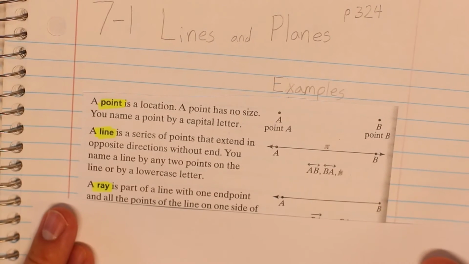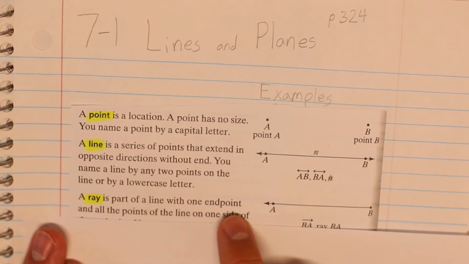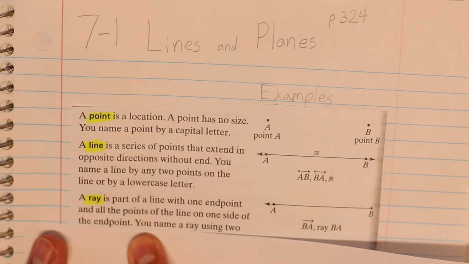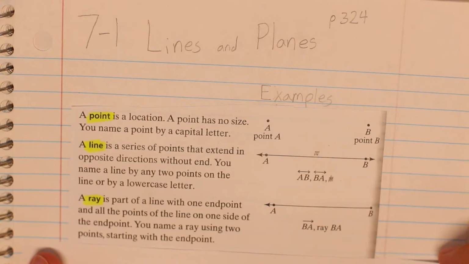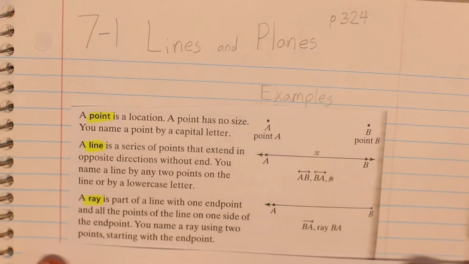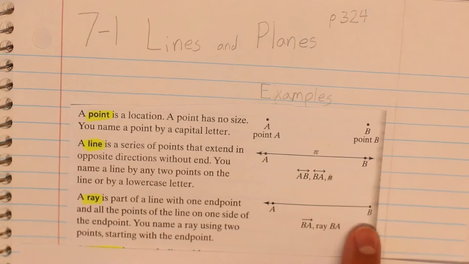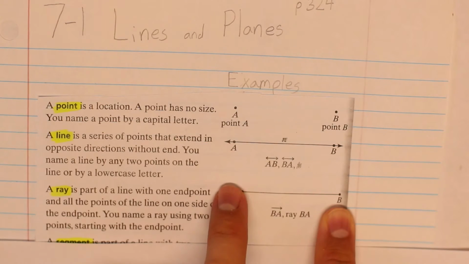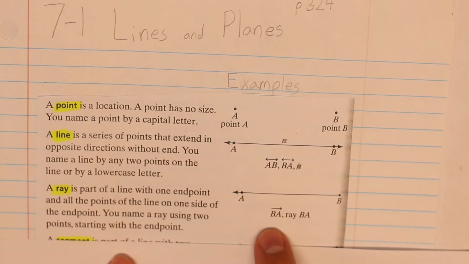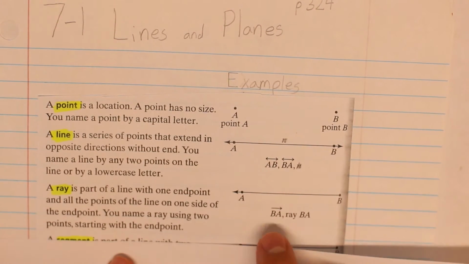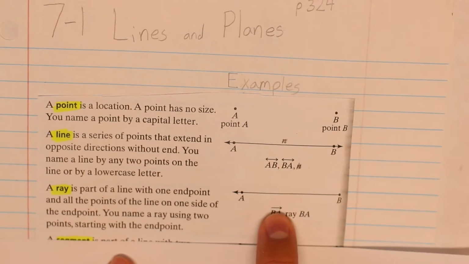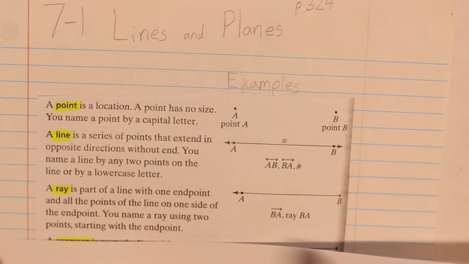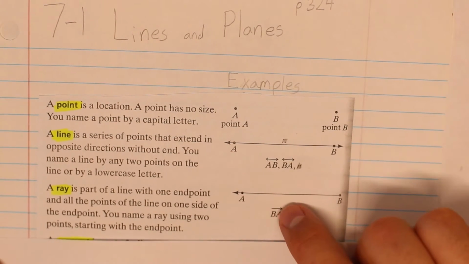A ray is part of a line with one endpoint and all the points on the line on one side of the endpoint. So you name a ray using 2 points, starting with the endpoint. You need to start with the endpoint. That's the important thing. Notice this: you just have a dot here, and then the line goes this way, and then it's got the arrow over there. So this is ray BA. You see, that's the symbol. It looks like an arrow, like one you would shoot with a bow and arrow. One end has nothing, the other end has the point.